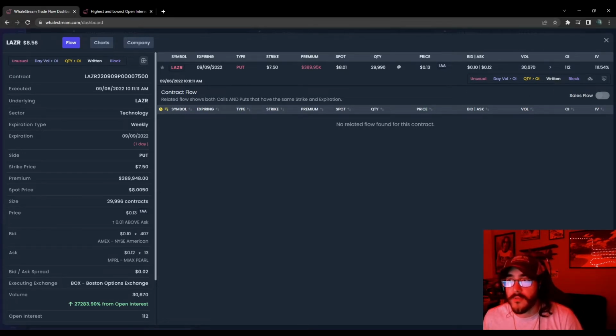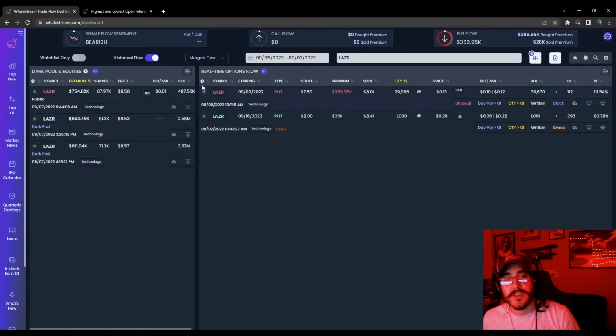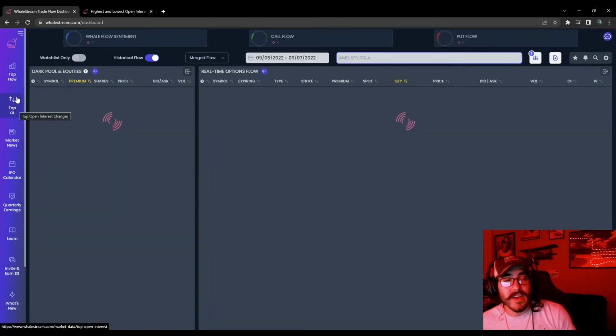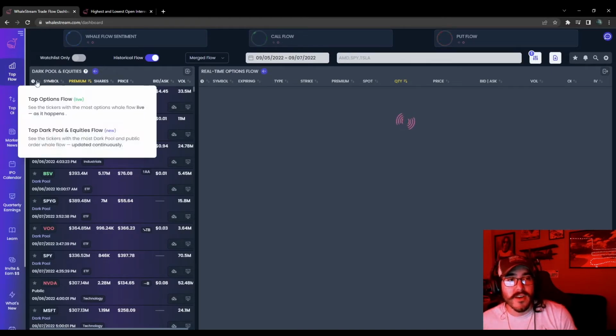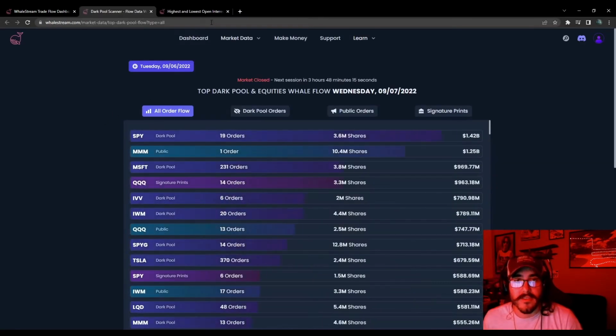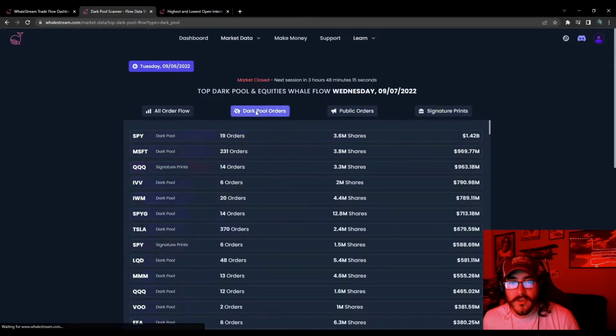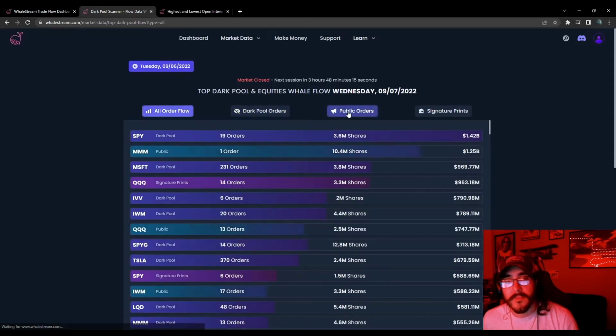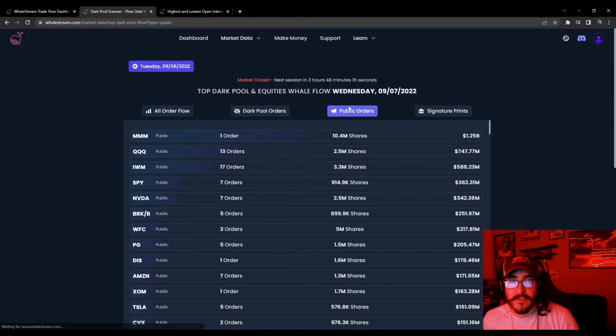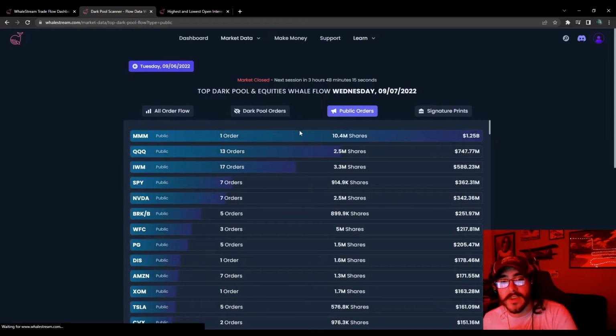Okay, so we'll X out of this. We'll look for our next trade here. We can get out of Laser again. What we're actually going to look at this time is going to be top flow, but for Darkpool and equities. So if we're looking right here, we can see that we have several different options here at the top. Signature prints, Darkpool orders, all orders. But the one we're going to look at, public orders. Public orders, we're going to look at this one here at the top.